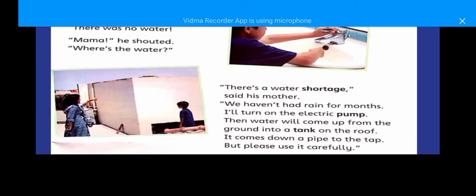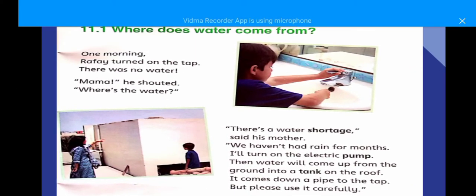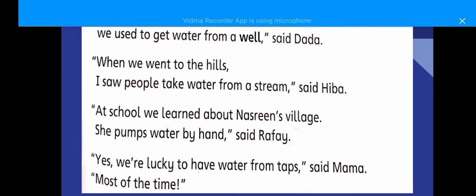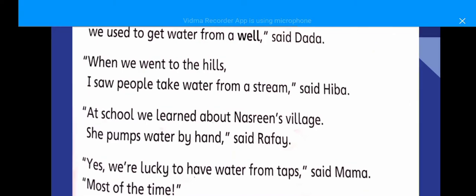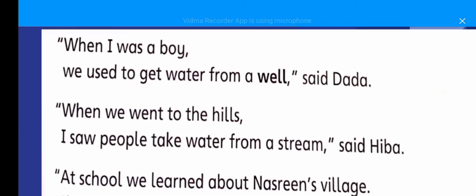So here we have done the first two paragraphs, and now we are going to move to our third one, the last one. In the third paragraph, we are going to read about different people, and how they are getting the water.